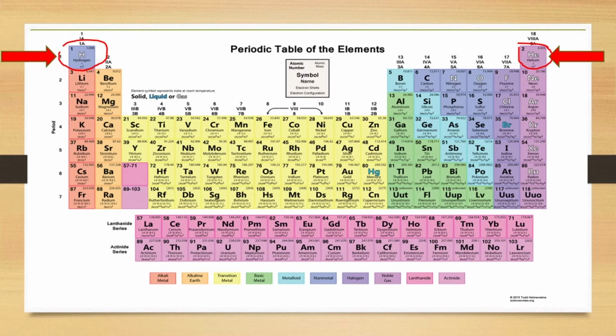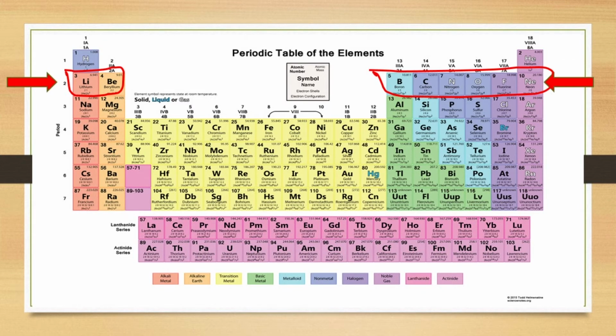The first period. See, there are 2 elements in the first period. They are hydrogen and helium. The atomic number of hydrogen is 1 and the atomic number of helium is 2. This is the shortest period with 2 elements. Now see the second period. This period contains 8 elements, from lithium to neon. The atomic numbers are from 3 to 10. This is also a short period.